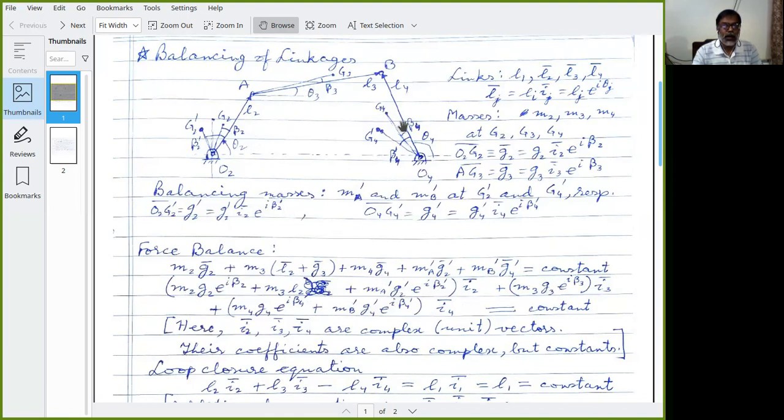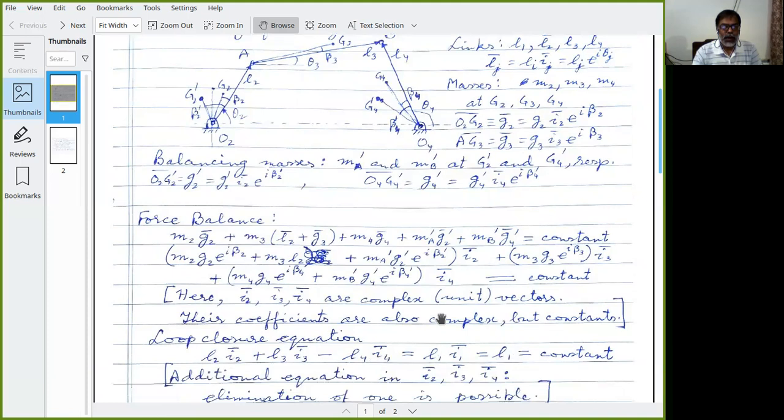But then e^(i theta 2), e^(i theta 3), e^(i theta 4) are not totally independent, because we have this closure equation. That is, L1, which is anyway a constant. So there are two equations in the three complex numbers or three vectors. Equations are also complex, so between the two you can eliminate one of the three. The way is simple, because here e^(i theta 3) is appearing with the simplest coefficient. Here everybody is appearing with simple coefficients. So if you multiply this upper equation by L3, then you get L3 e^(i theta 3) here, and the value of L3 e^(i theta 3) from this equation, that is L1 minus L2 e^(i theta 2) plus L4 e^(i theta 4), you can insert there. Then from this equation, e^(i theta 2) will go out.